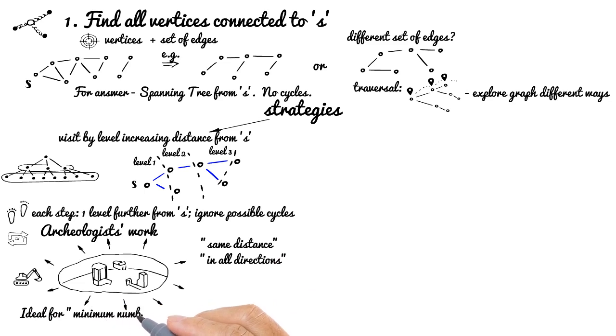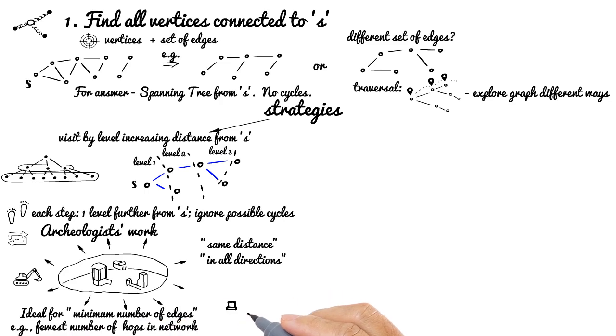This traversal strategy is ideal for the minimum number of edges group of tasks, when any vertex in our built spanning tree out of the initial graph can be reached with the minimum number of edges from vertex S among any possible alternatives. A well-known application within this group is the fewest number of hops in a communication network.